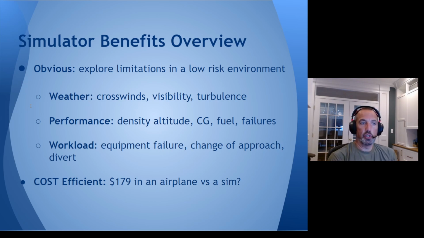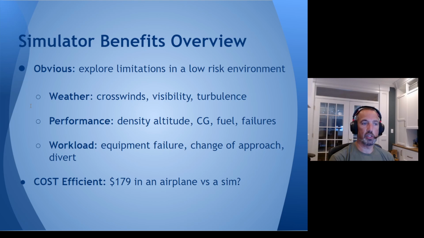Continuing on, we can also look at your workload. So we can be increasing your weather limitations, performance limitations, but slightly less obvious is workload. I've personally noticed this. During flights in the sim, there are times when I'm clearly very relaxed, there are times when I'm quite busy, and there are times where I'm just past my level of capability and the wheels start coming off. That is an incredibly powerful experience to have and best had in the simulator.